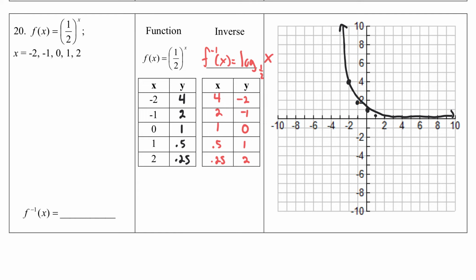So we have 4, negative 2. 2, negative 1. 1, 0, oh, it's right here, 1, 0. That was my mistake. 0.5, 1, and then 0.25 is 2. So it looks something like this. And there's my inverse function. So we have log, and the base is 1/2 of x.